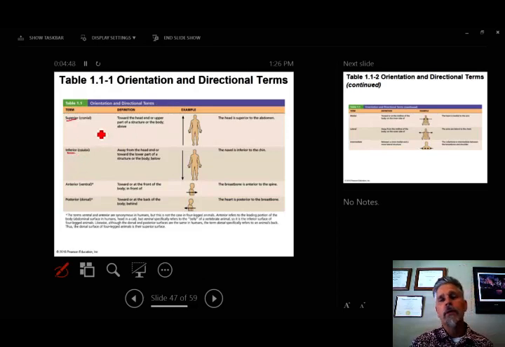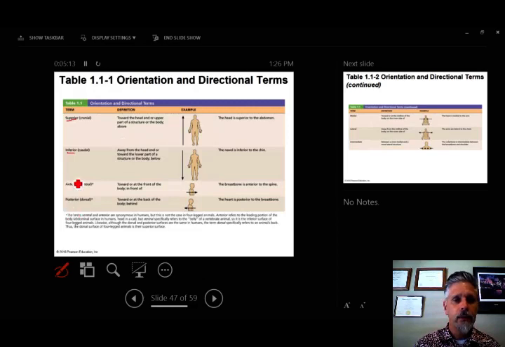So superior, you know, if somebody's feeling superior to somebody else, right, they think that they're above them, etc. So superior is going to be kind of up towards the head, kind of up above. Again, anatomical position like we see there. Inferior is going to be the opposite to that, right? So my nose is superior to my lips. Likewise, you can say my lips are inferior to my nose.